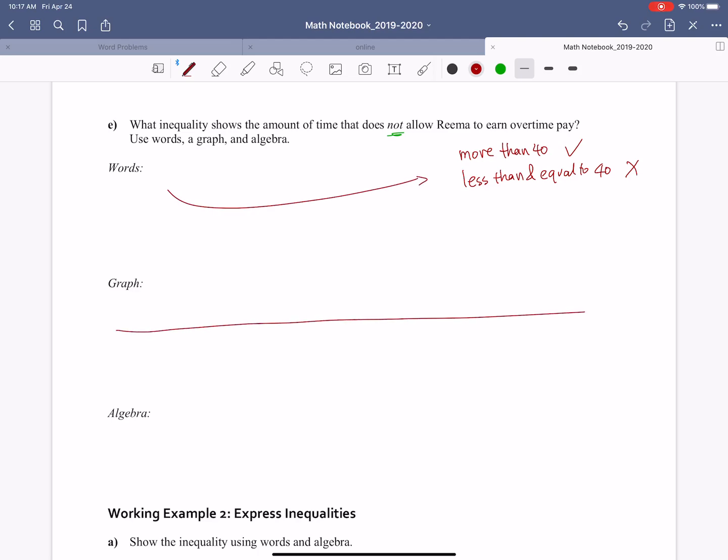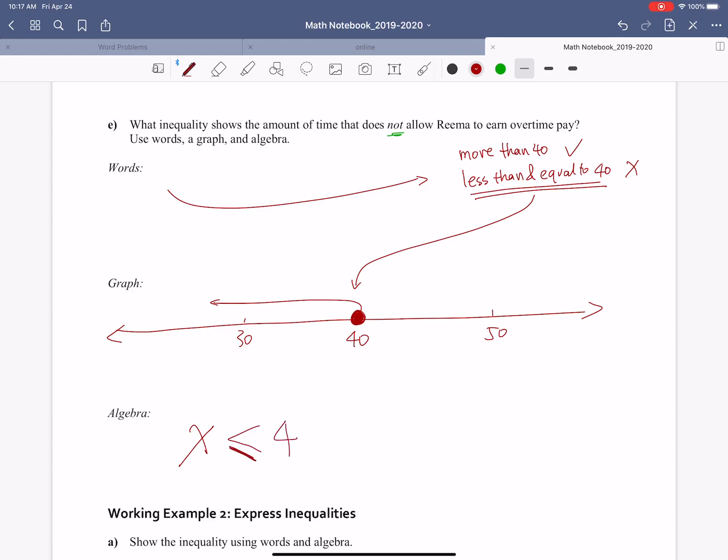Graph, if you represent 40, 30, 50, okay, it will basically be this case scenario now, less than or equal to. If it's equal to, then the circle on the boundary point has to be solid. That means it includes the 40, okay? Less than 40, this way. Algebra basically means x smaller or equal to 40, okay?